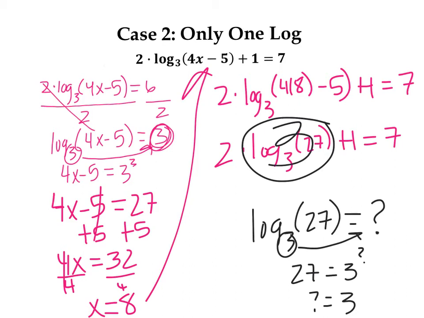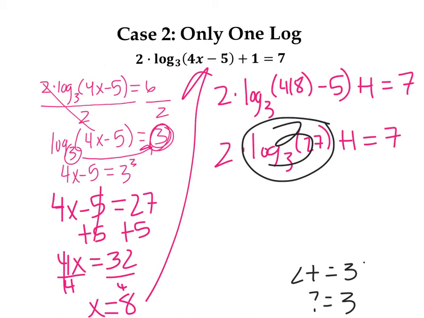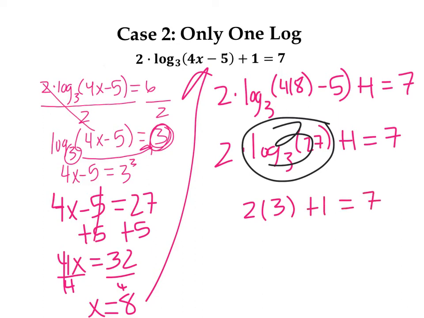So basically, we have 2 times 3 plus 1. Let me make some space so you can see the rest. I have 2 times 3, which is the value of this log, plus 1 equals 7. 2 times 3 is 6. 6 plus 1 is actually 7. So because 7 equals 7, we have ourselves a solution at x equals negative 8. Sorry, x equals positive 8.